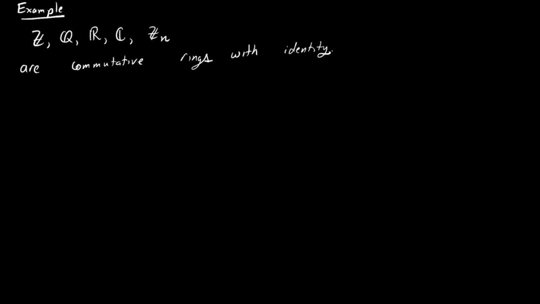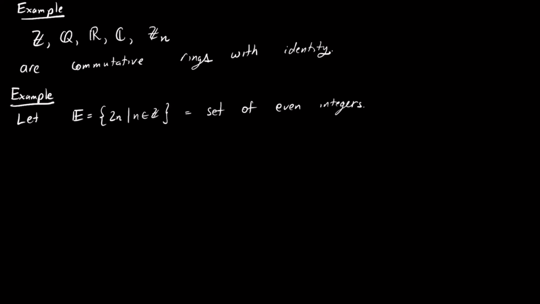In the case of Z, Q, R, and C, this is the number 1, and in the case of Z mod n, it's the equivalence class of 1. Right, so we have a multiplicative identity. Okay, so these are examples of rings. These are very common examples, but let's look at some more interesting examples.